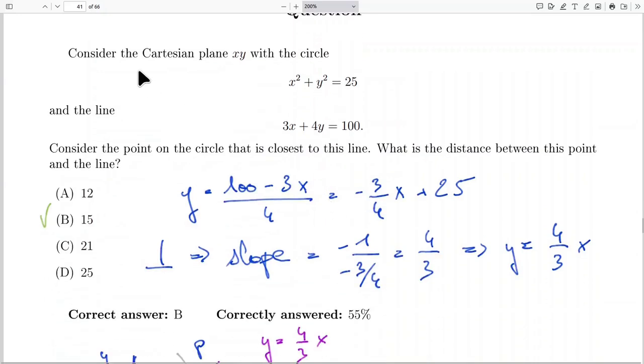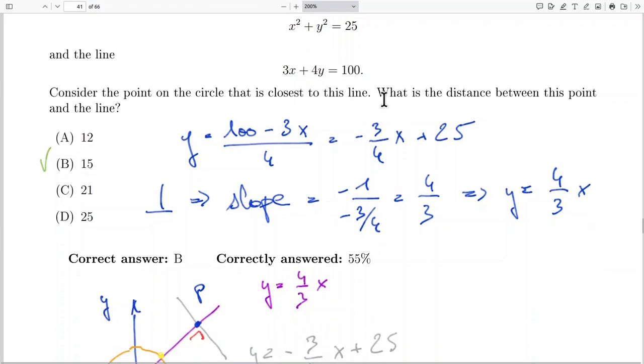So the question is: consider the Cartesian plane xy with the circle x squared plus y squared is 25 and the line 3x plus 4y is 100. Or if we rewrite that, y is (100 minus 3x) over 4, or minus 3/4 x plus 25. So the slope here is minus 3/4.